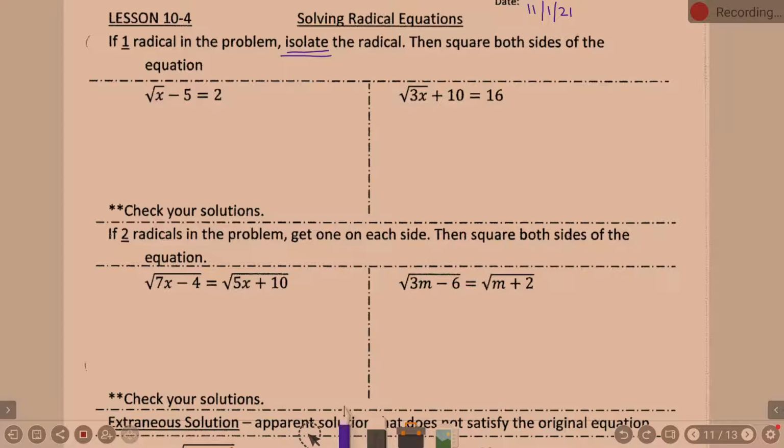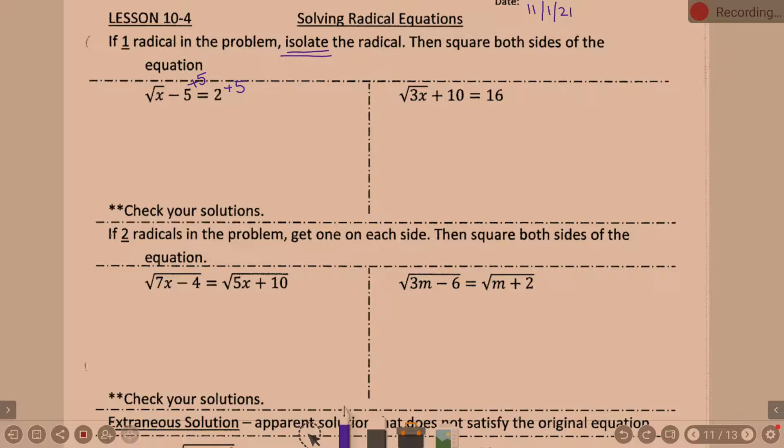So as we look at the first example, square root of x minus 5 equals 2. First question to yourself, when there's one square root, is that square root by itself? No. And when I say is it by itself, is the square root the only thing on that side of the equation? No, it's got a minus 5 with it. How do we move a minus 5 over to the other side of the equation? Add 5 to both sides. If this 5 is being subtracted, we add 5. If we add 5 on one side, we add 5 on the other side.